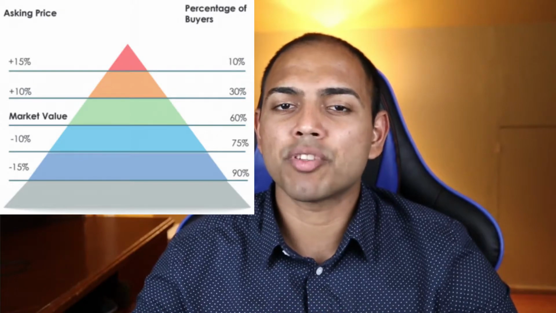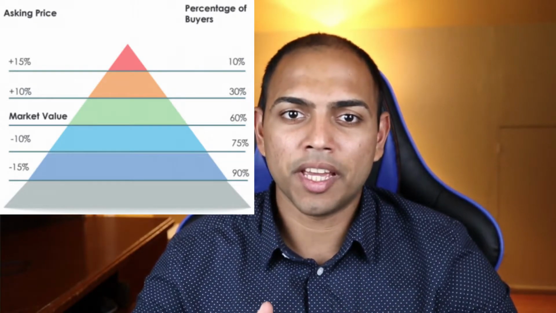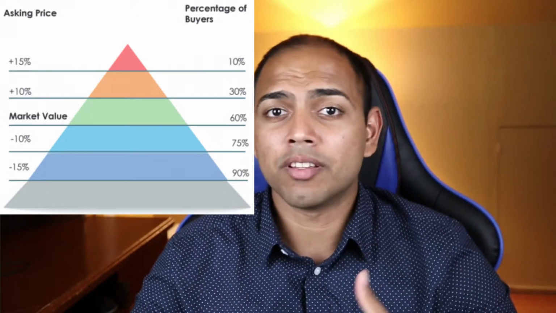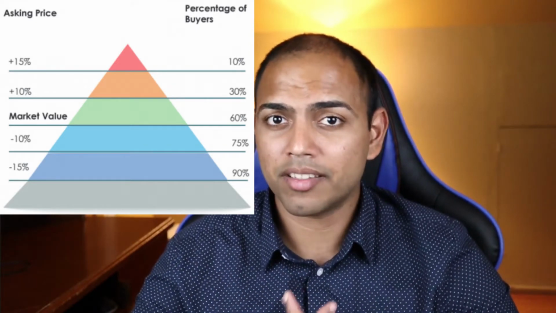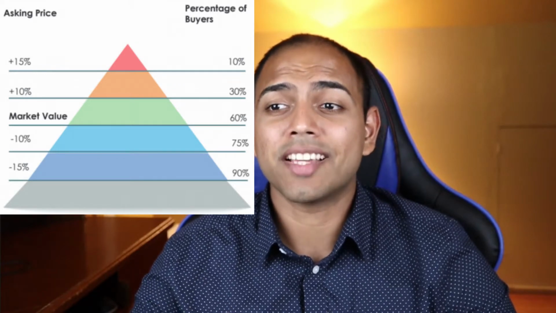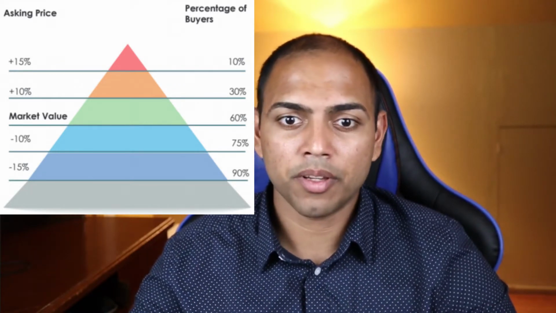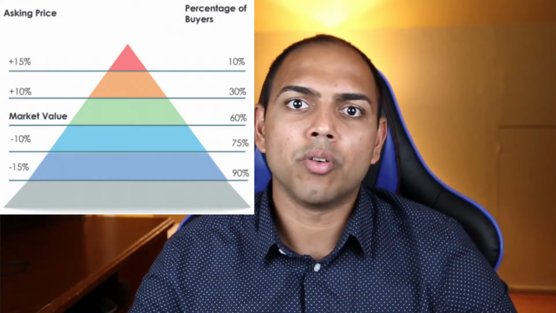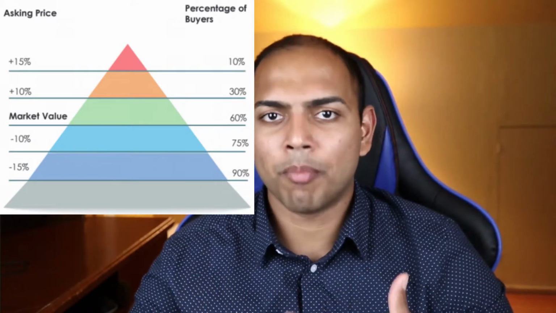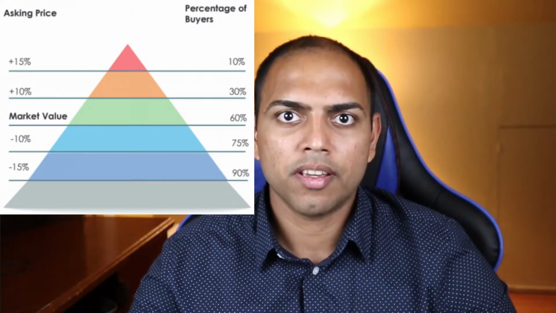If you list 10% above market value, you'll be getting 30% of buyers. If you list even higher, 15% above market value, you'll be getting fewer buyers, 10%. And if you list less than market value, you'll be getting 70% of buyers, more buyers. So depending on the strategy, depending on the market, you'll use different strategies.